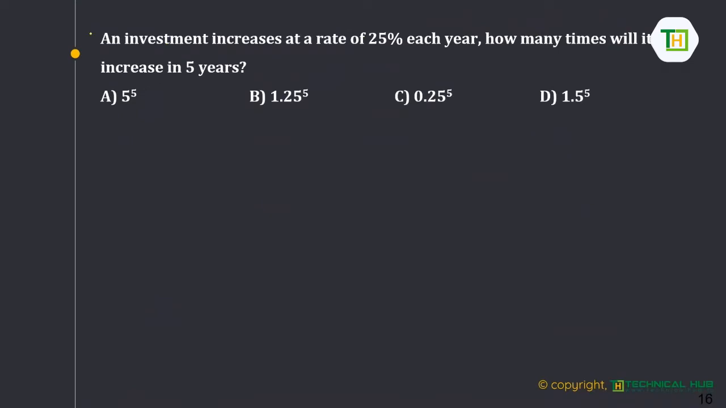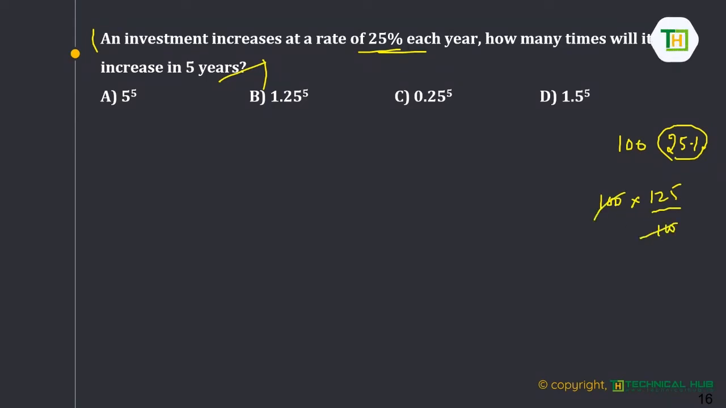Yes. What is given here? Very simple question. An investment increases at the rate of 25% each year. How many times will it increase in 5 years? Suppose my salary is 100 rupees. After 1 year, my salary increases 25%, so what is my new salary? How can you calculate this? The current salary is 100 rupees. So if it increases 25%, then the new salary becomes 125 by 100. So 100 gets cancelled, and you will get 125 rupees.